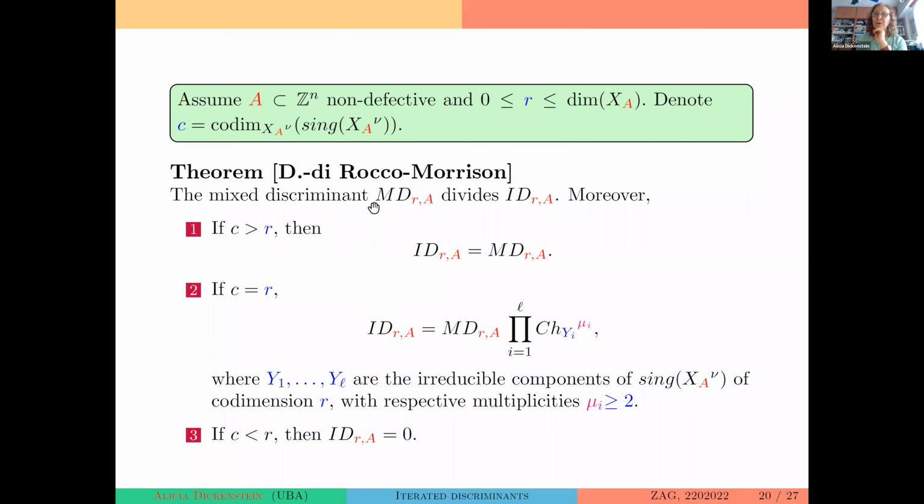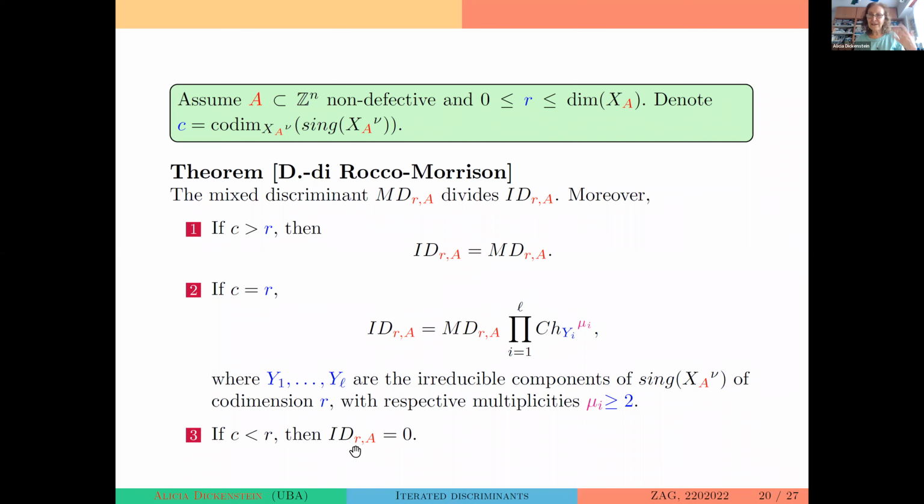Then what we prove is that the mixed discriminant divides the iterated discriminant. If the codimension is bigger than R, then we have equality. And we can compute what we want, the mixed discriminant, using the iterated discriminant. If they are equal, then we get all these factors coming from the Chow forms of the reducible components of the singular locus of codimension R. And we prove that these multiplicities are at least 2. And if the codimension is smaller, then this is identically equal to 0.